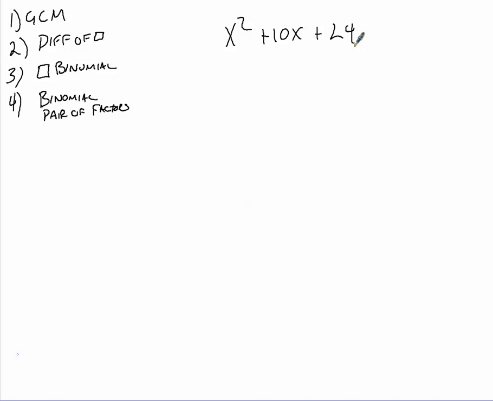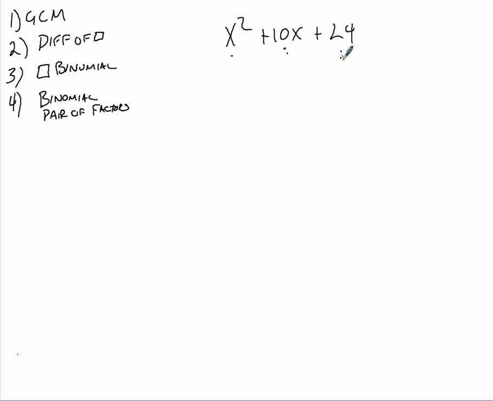So we're going to go through our checklist. First, is there a greatest common monomial that we can pull out? Is there a number or a letter that goes into all three of these terms? No. You'll tell me that 2 goes into these two, but not this one. You can tell me x goes into these two, but not that one. So we don't have a greatest common monomial.